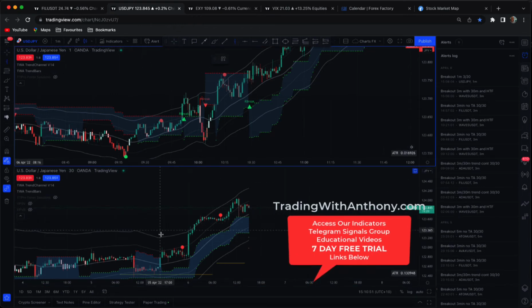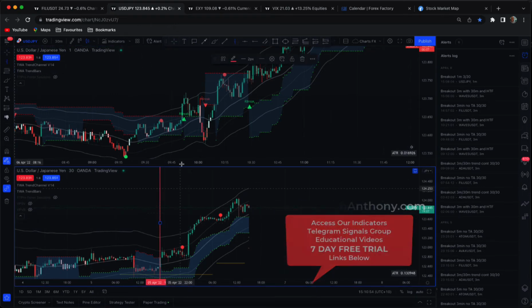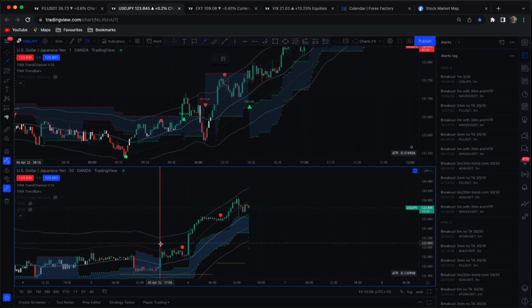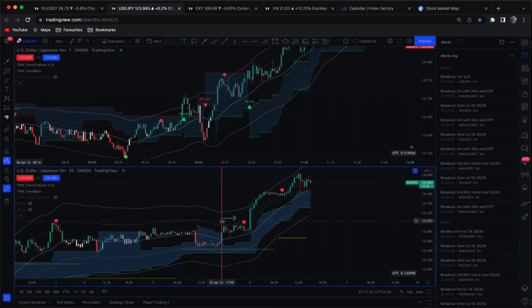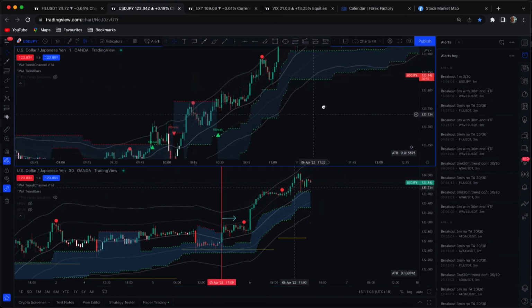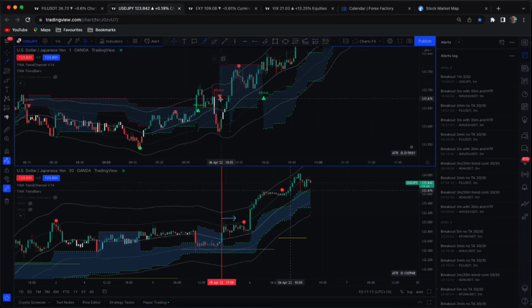This is my point of interest back here where we broke out of the cloud. And I'm interested in any of the green signals that fired after this point on the 30, and we're looking for the green signals that fire on the 1 minute chart. So we know that these two were quite a nice outcome.